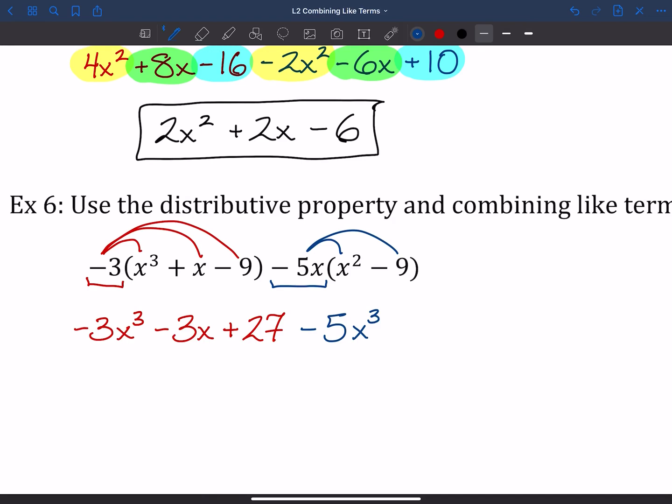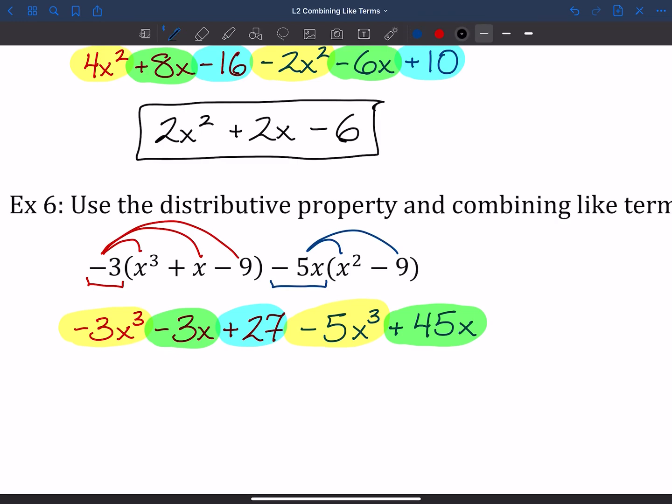All right. After that, last bit's not too bad. We got negative 5 times negative 9 gives us positive 45. And then that x comes along with us. Okay. All that's left is like terms, and then we're done. We've got some x to the thirds that match up with these other x to the thirds. We've got some regular old x's that match up. And then we got 27, which is all by itself. So sad. Makes you want to cry just a little bit. Just a little bit. All right, we can keep going.